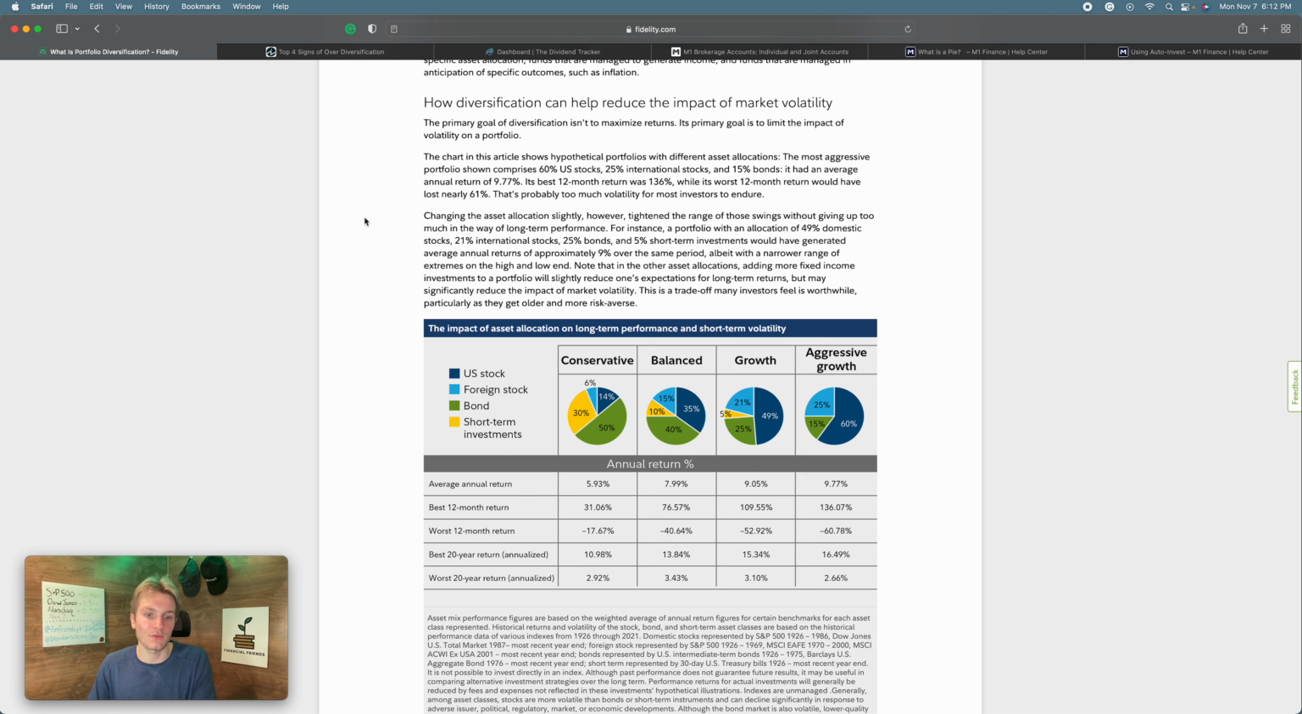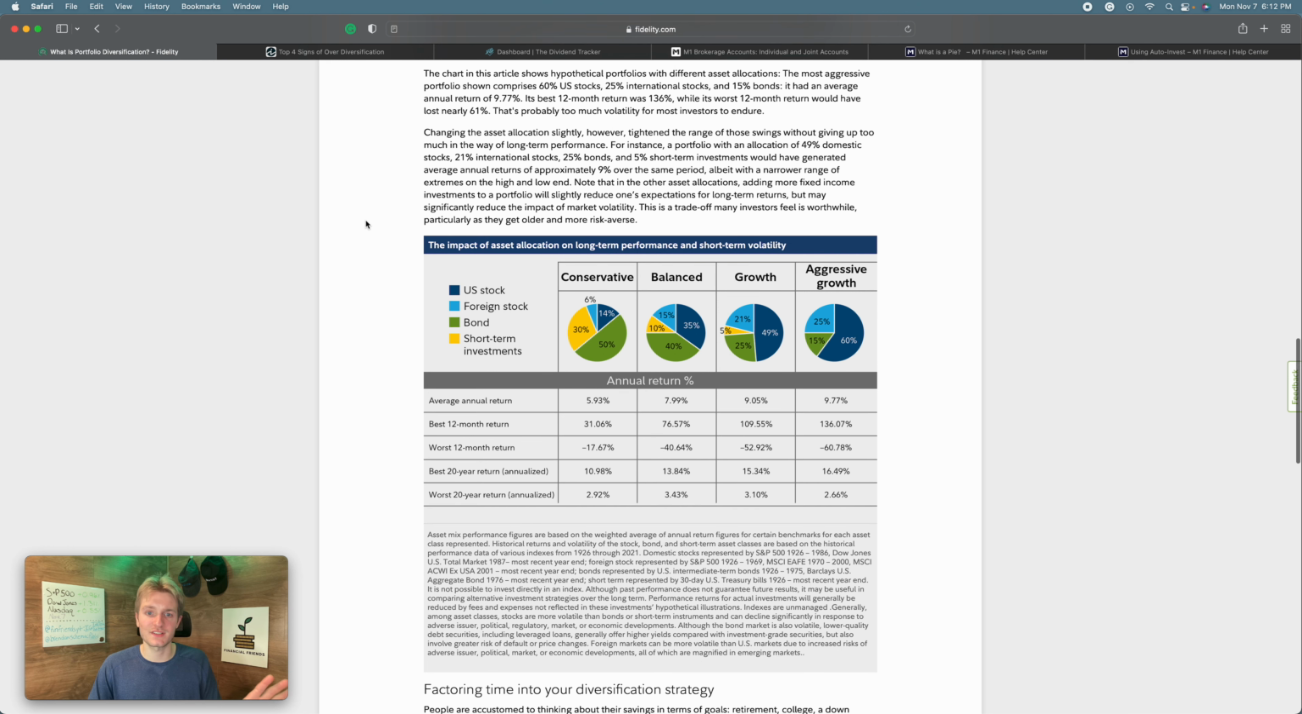Now, diving further into diversification, my little tangent there, we have this type of diversification, the conservative, balanced growth or aggressive growth outlined here by Fidelity. Now, the point I want to get across here is this. With more risk comes more reward. More risk means being less diversified, at least in terms of the diversification video that we have going on here. So conservative, balanced growth or aggressive growth, obviously 60% of the aggressive growth portfolio being made up of the United States. It has the highest annual average return.